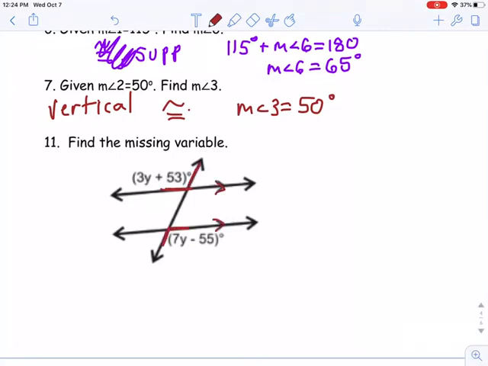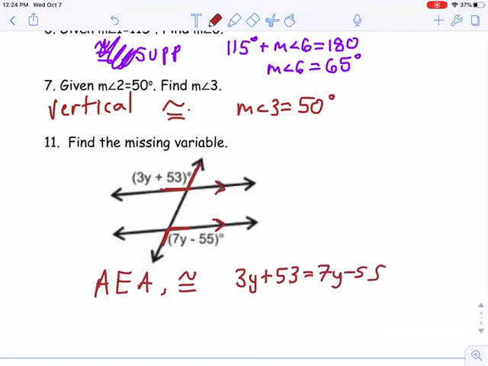These lines are parallel. They're on alternate sides of the transversal. They're on the outside, the exterior of the parallel line. So we got alternate exterior angles. What do we know about alternate exterior angles? We know that they're congruent. So I have 3y plus 53 equals 7y minus 55.